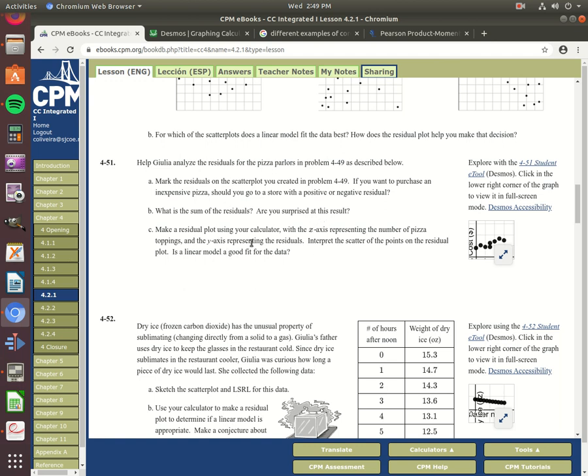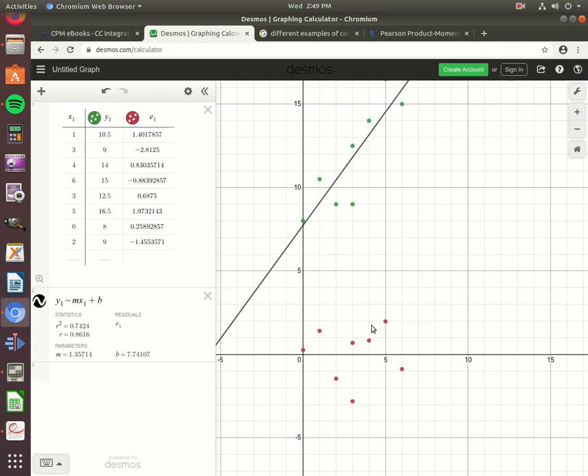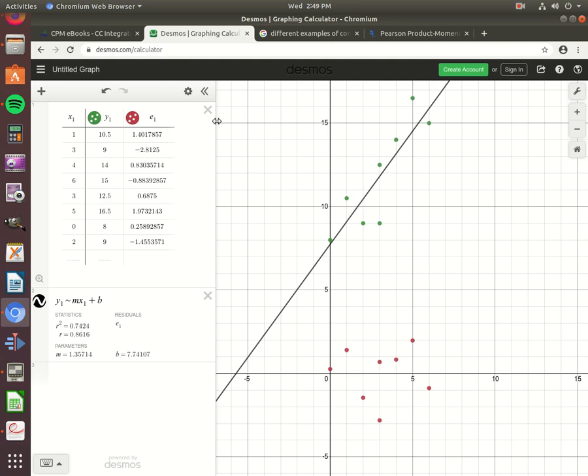So make a residual plot using your calculator. Okay, we've already done that. We've already interpreted it. So I think I went out of order. I should have done B first, but I did C first. So again, we decided a line is a good fit here because we thought that the data was pretty random in the residual plot, not to be confused with the scatter plot.